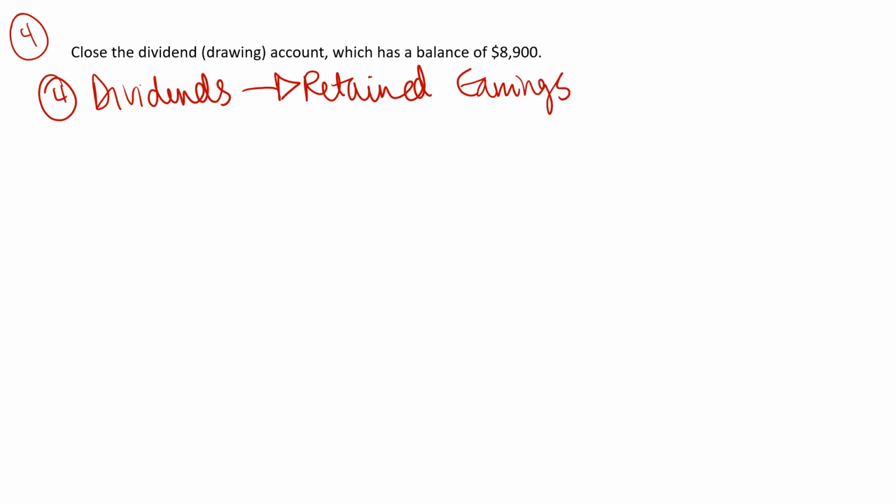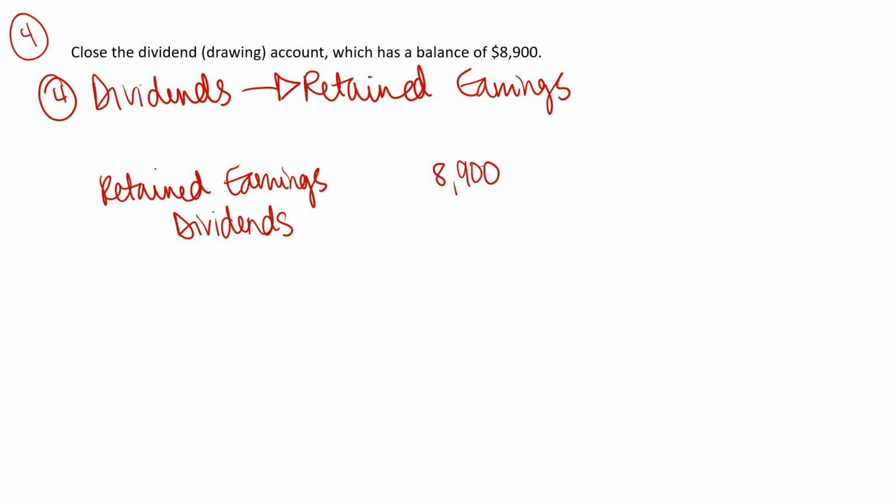Very simply, we will debit retained earnings because we are reducing retained earnings since we're showing how those dividends have gone out of the company, therefore reducing the retained earnings, and we credit dividends to zero out that balance. And the amount of dividends were $8,900. So that is the fourth closing entry.